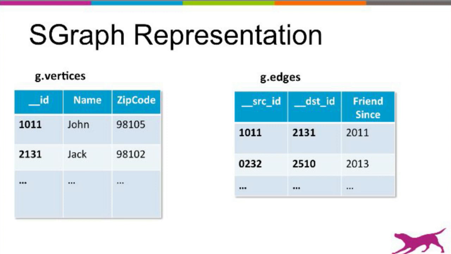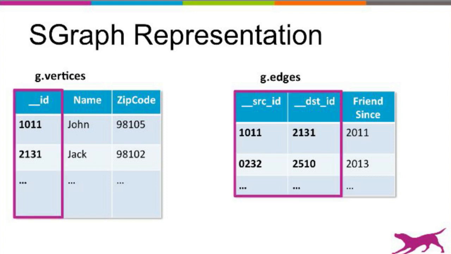So this is the graph representation of SGraph. It is just simply two tables, one for vertices, one for edges. There are underscore ID columns representing the structure of the graph: the vertex ID, and the source ID and destination ID of an edge. And the rest of the columns are metadata associated with vertices and edges. Internally, we actually store these source ID and destination ID as pointers or row numbers into the vertex table so that we don't replicate the ID many times.